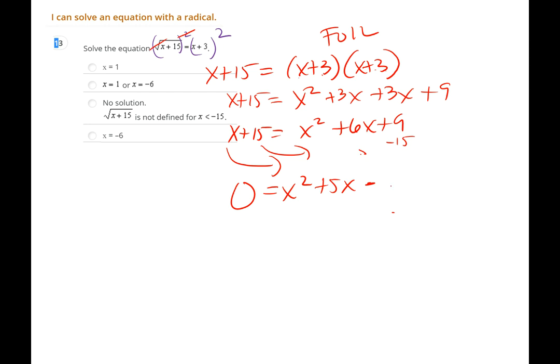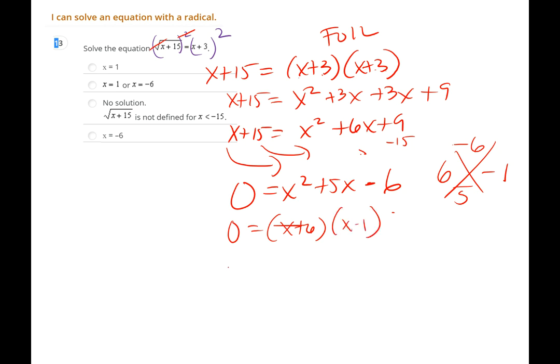Okay. Then I've got a trinomial, it's equal to 0, so I'm going to do a magic x: two numbers that multiply to negative 6 and add to 5. So we would say 6 and negative 1. There's no leading coefficient, so I don't need a box. So we've got x plus 6 times x minus 1. I'm going to use the zero product property, set them both equal to 0. And we've got x equals negative 6 and x equals 1.